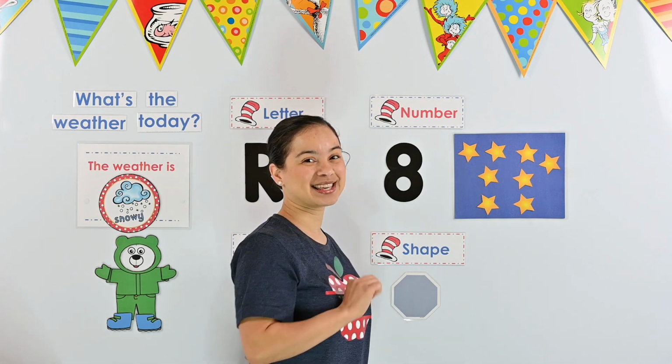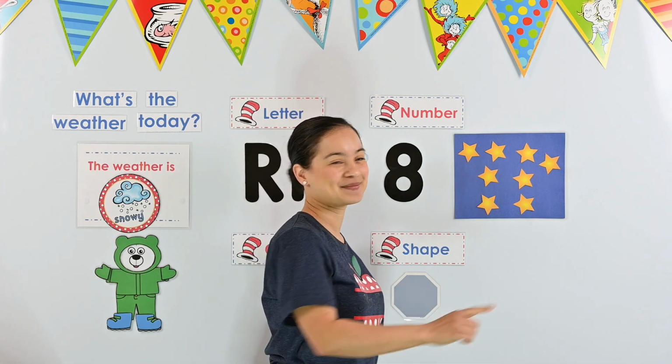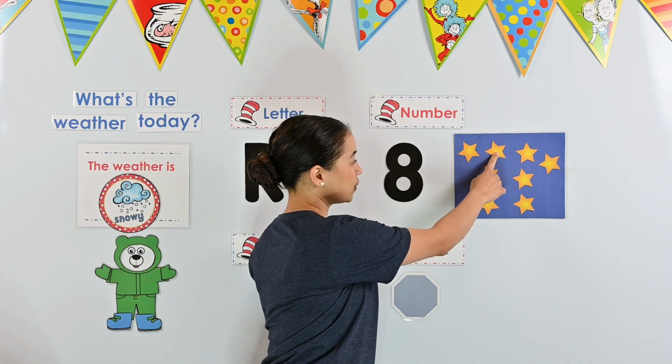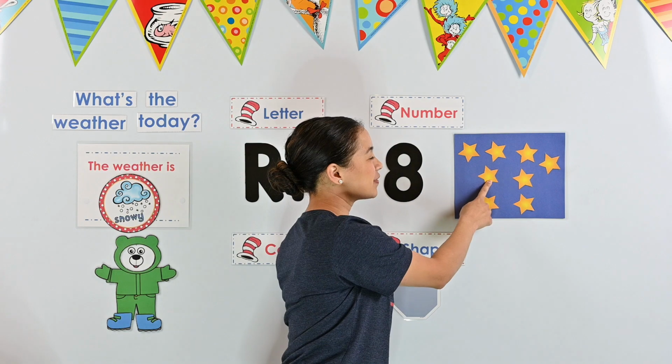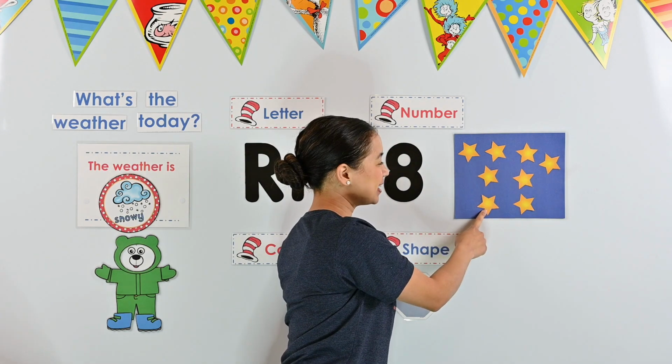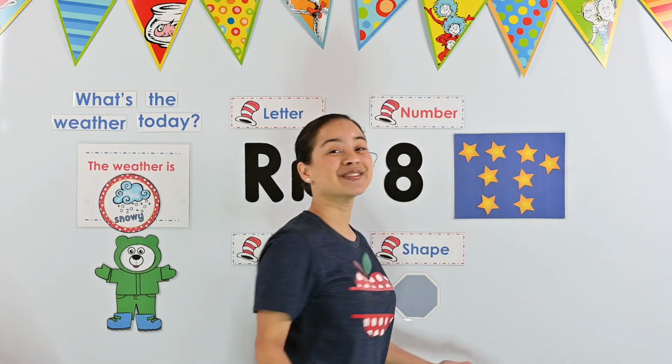Let's count one more time, just to be sure we have 8 stars. Count with me. I'll point to keep track of the ones we've already counted. 1, 2, 3, 4, 5, 6, 7, 8. We did it! We put 8 stars in the sky.